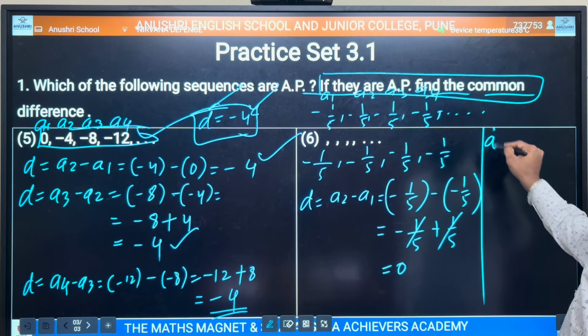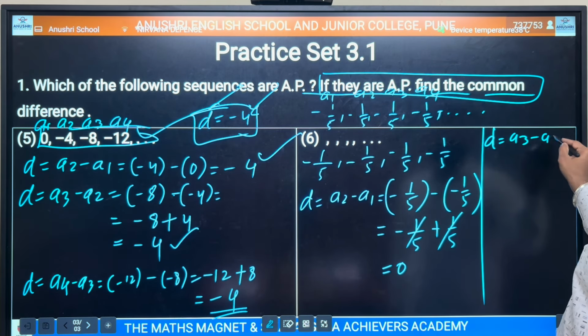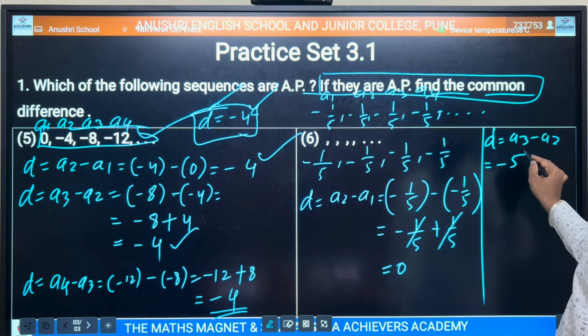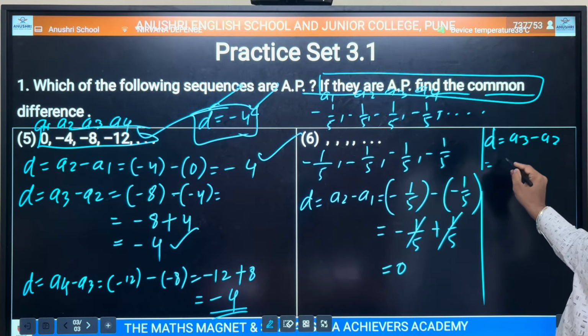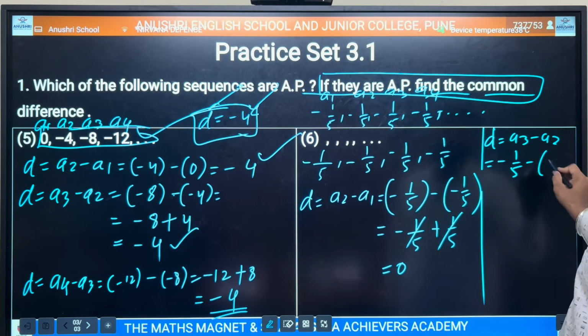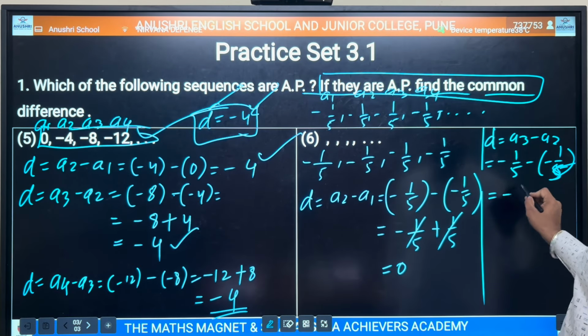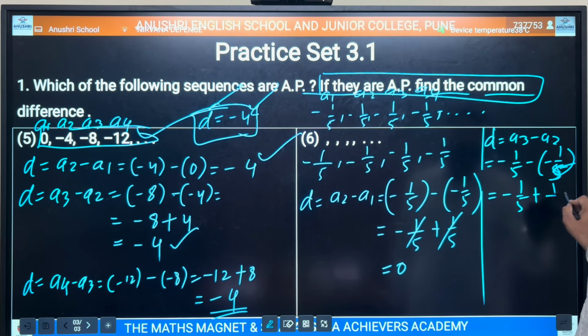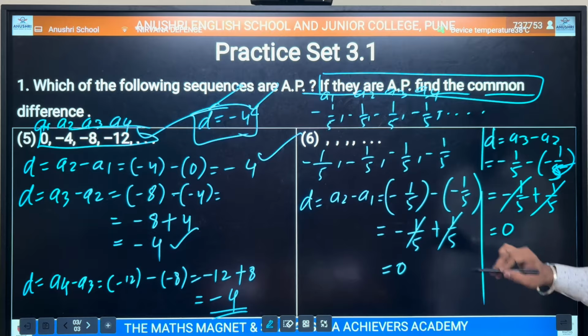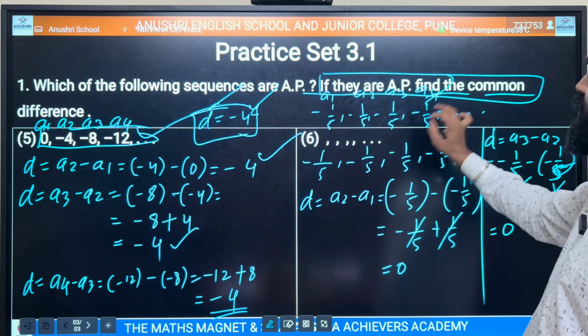And again, D is equal to A3 minus A2. So in this also we will have minus 1 by 5 minus minus 1 by 5. We are going to get a similar answer, so positive 1 by 5. So this is also 0, and the last will also be the same.